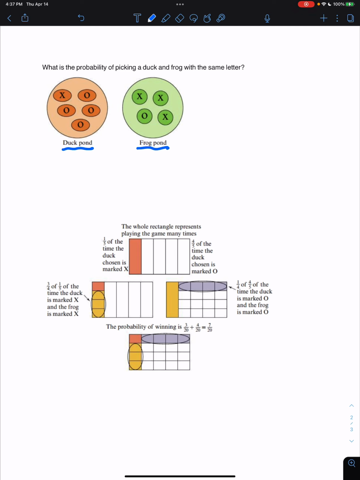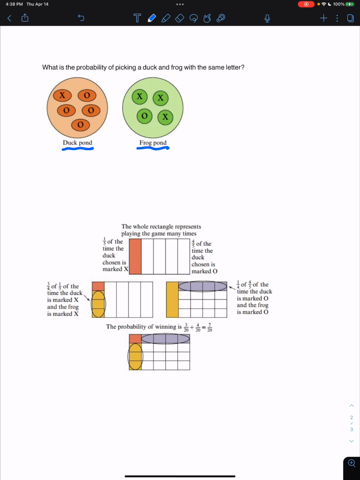So our duck pond and our frog pond have ducks and frogs floating in them, little toy ducks and frogs, and some of them have X's on them, and some of them have O's on them. You can't see them when you're picking the frog. Have you ever played this game at a fair where they have all the ducks floating in the little pond and you try to pick one up and you try to get matching colors or matching numbers or something like that? And that's what we're trying to do here.